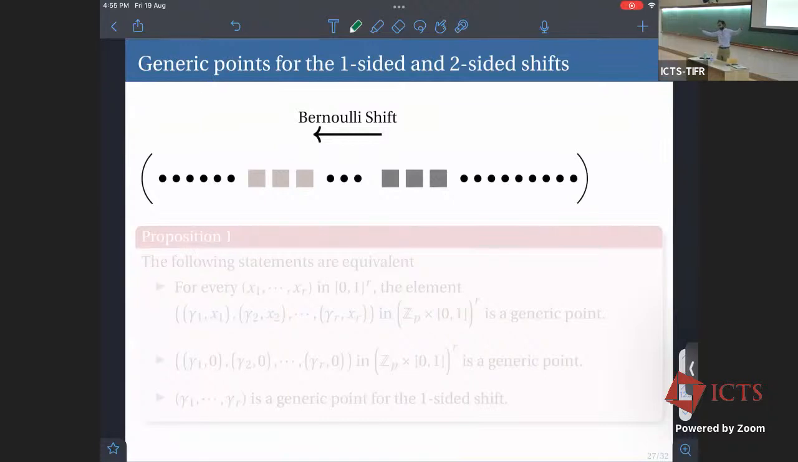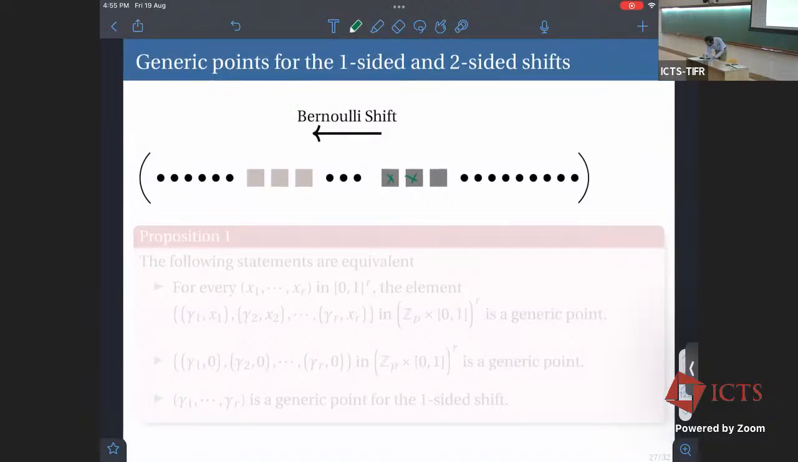So if you have this big sequence and it's a left shift, what we want to know is how blocks appear. And so it's a left shift. So if some block appears here, because you're shifting it to the left, it will eventually appear somewhere on the left. Okay, I'm just giving you a vague idea, but the genericity for this space only depends on this side, the p-adic side.